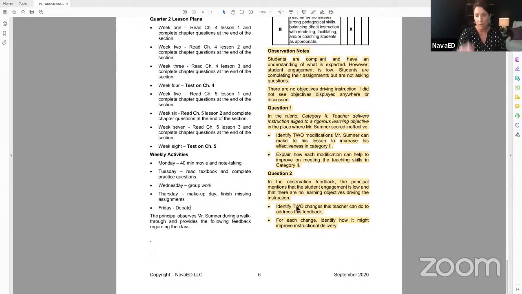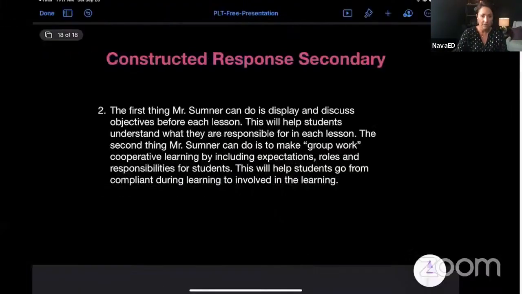All right, category or question number 2. In the observation feedback, the principal mentions that the student engagement is low and that there are no learning objectives driving the instruction. Identify 2 changes the teacher can do to address his feedback. For each change, identify how it might improve instruction. All right, so let me go here. And I have 2 things already here.